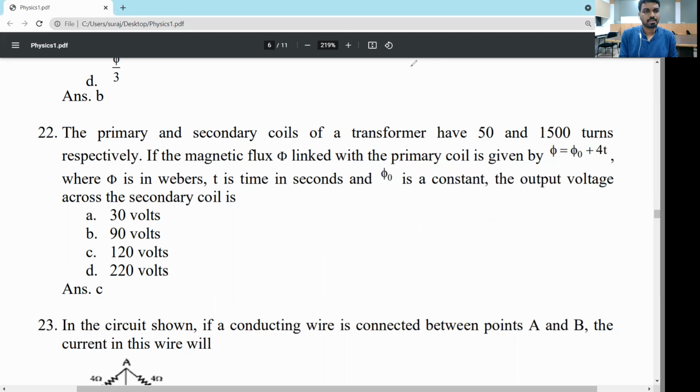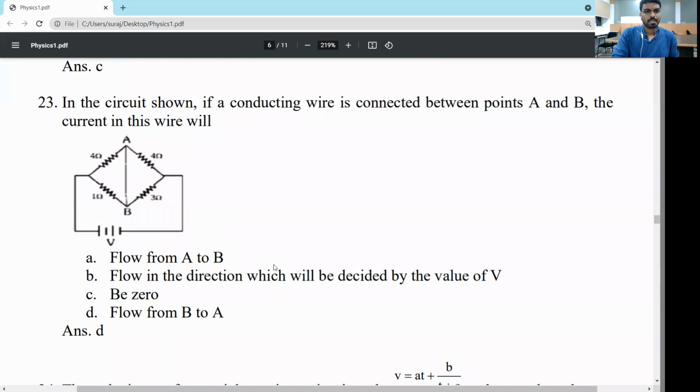Question number 23. In the circuit shown, if a connecting wire is connected between the points A and B, the current in this wire will flow from A to B, flow in a direction which will be decided by the value of V, flow from B to A.